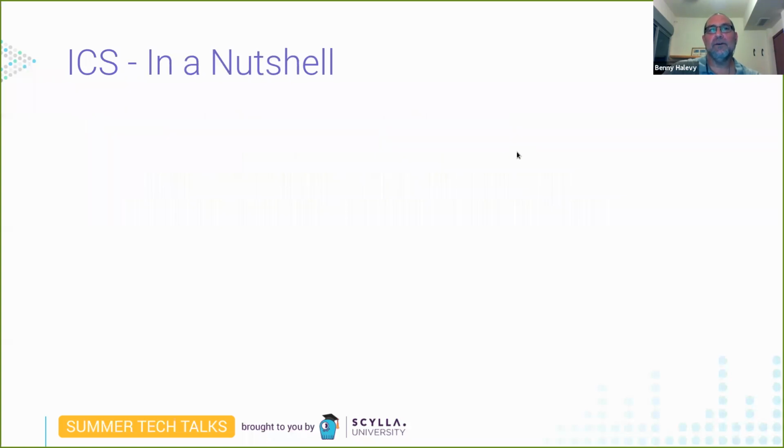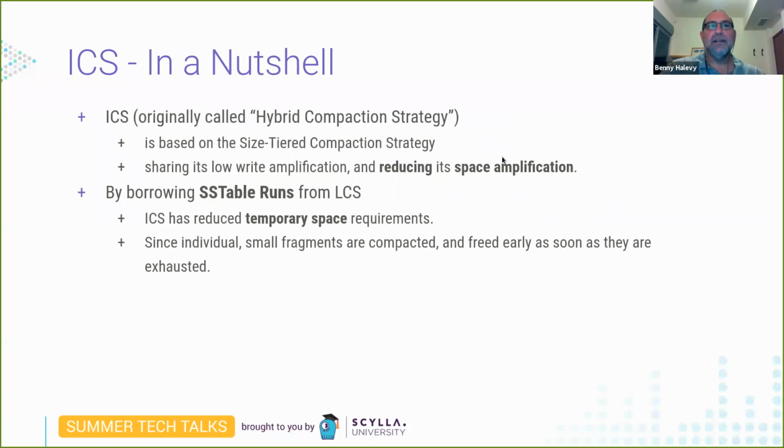And then came the idea of incremental compaction strategy. In a nutshell, ICS was originally called hybrid compaction strategy, since it's based on both LCS and STCS. ICS is currently based on the size-tiered compaction strategy, and while sharing its low write amplification, it reduces STCS space amplification. It does so by borrowing the concept of SSTable runs from LCS.